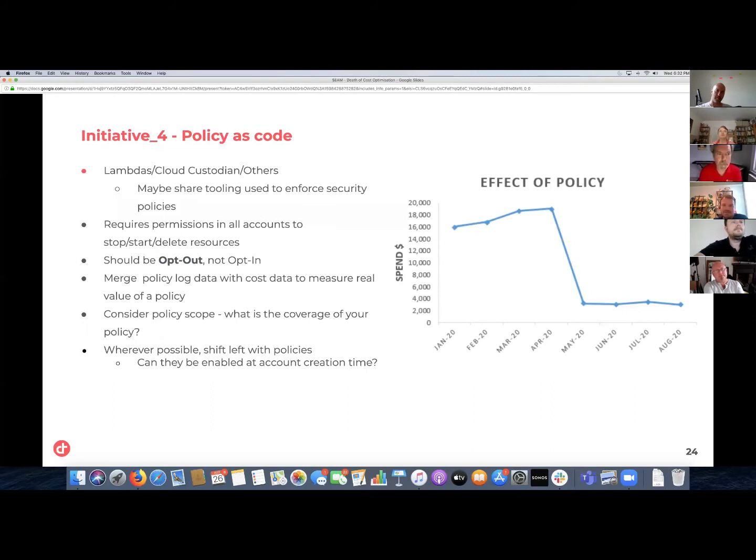So policy as code. So how do you actually do this? There's lots of different techniques here. At the simplest level, in AWS, you can use Lambdas. We've done a lot of work with Cloud Custodian, which is some open source tooling that Capital One created. But there are lots of other tools out there, lots of other open source third-party vendors.